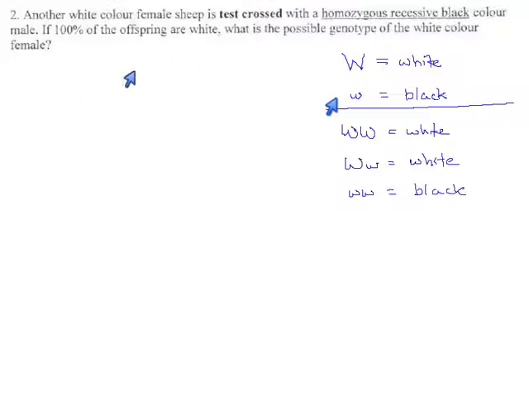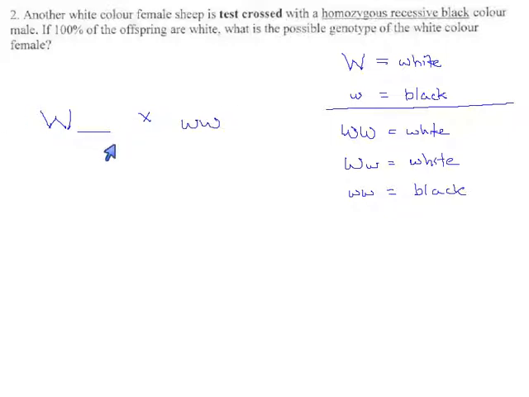So, what animals do we have here? A white-colored female sheep. Now, this is a problem. What's the genotype for a white sheep? We know they have a big W, and then we don't know what the second thing is. It could be either way. So a white sheep is big W blank. And they cross it with a recessive black-colored male, which is little w, little w.